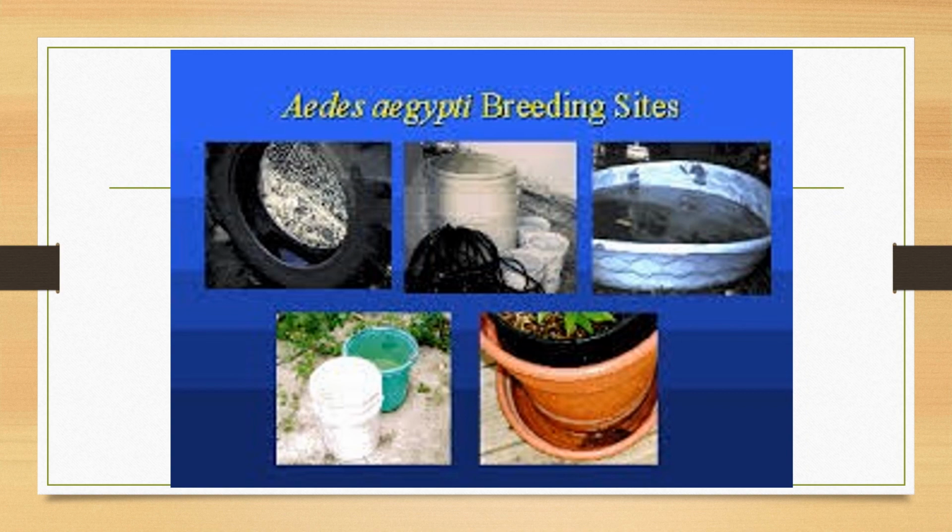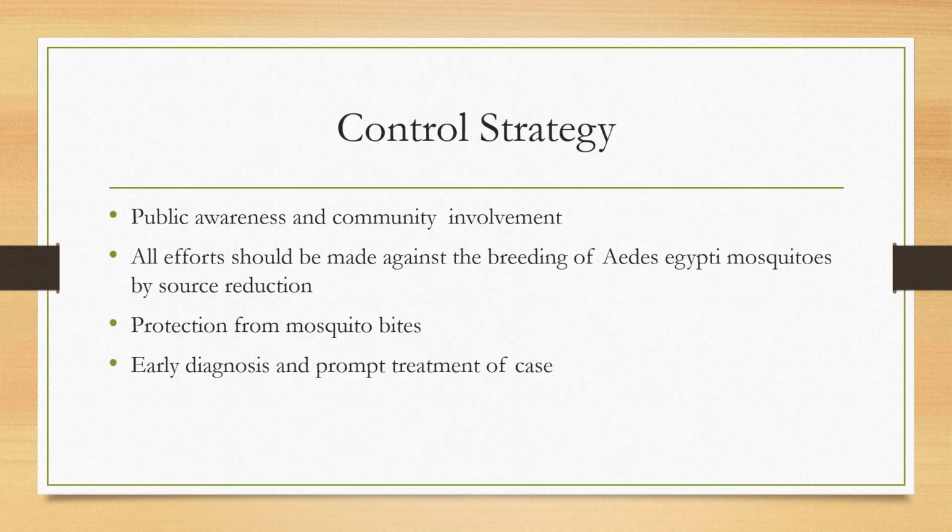If we see the breeding sites of Aedes aegypti, the vector for dengue, we know it is small artificial collections of water in flower vases, water pots, wheels, coolers, fridges, and any small artificial collections of clean water. So, dengue is predominantly in urban areas where such water collections are readily available. Now, the control strategy for dengue predominantly focuses on anti-larval measures through public awareness and community involvement. The main pillar is public awareness and community involvement.